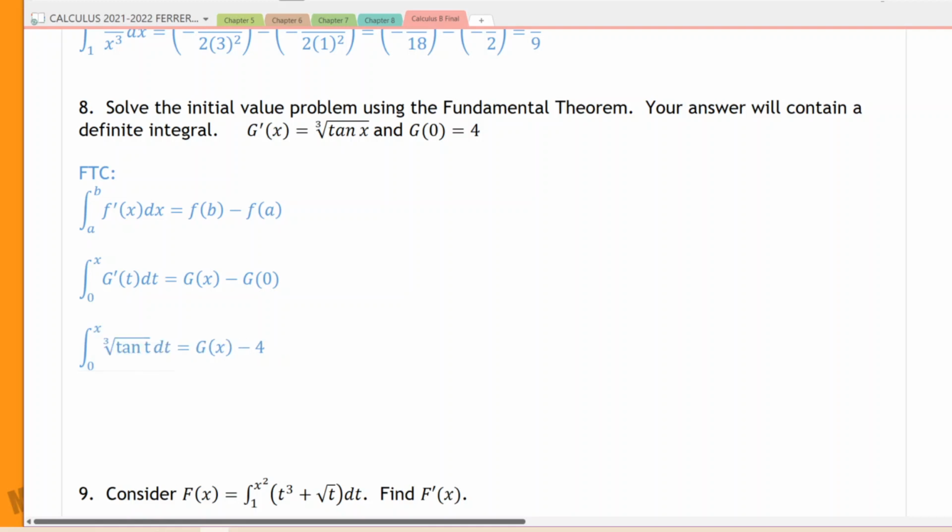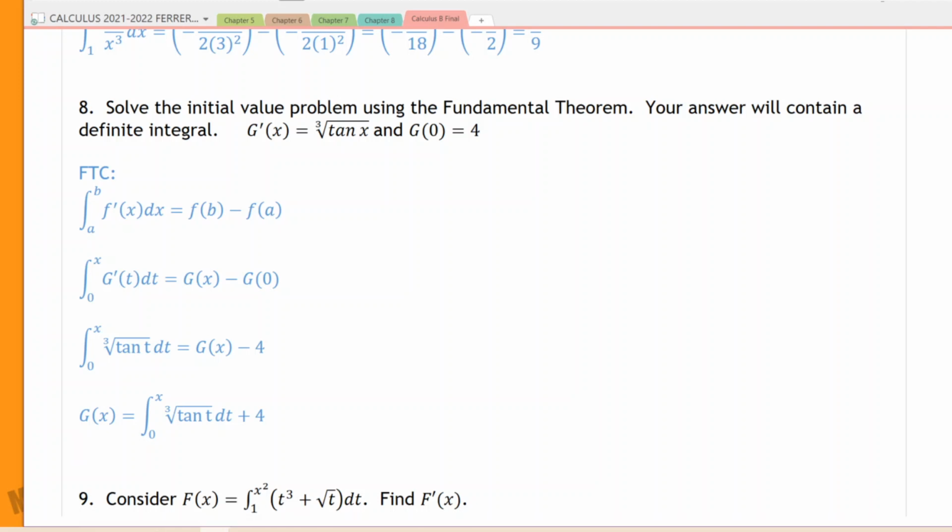Solving an initial value problem means we're getting a function for g of x. So I'm going to have to solve for g of x now. Not too difficult, and that should do it. g of x is the integral from 0 to x of the cube root of tangent of t dt plus 4. Notice that this says your answer will contain a definite integral.